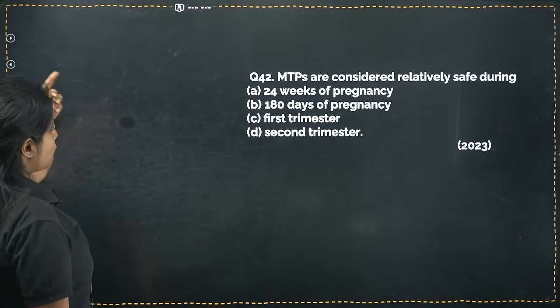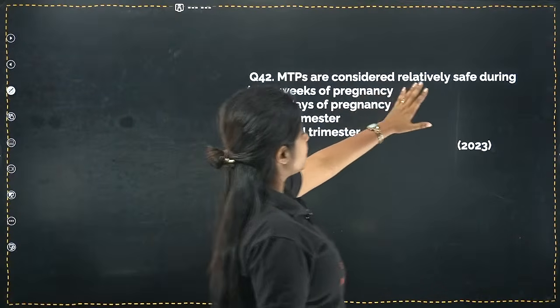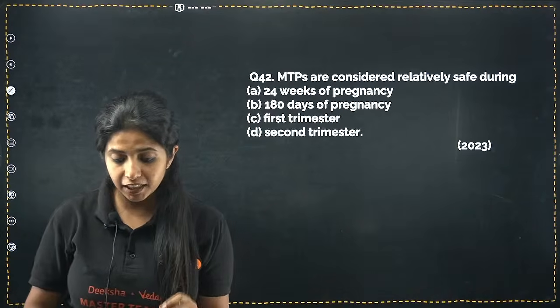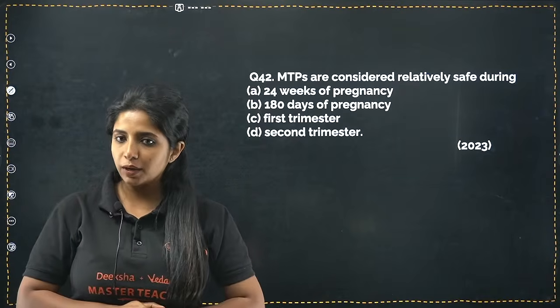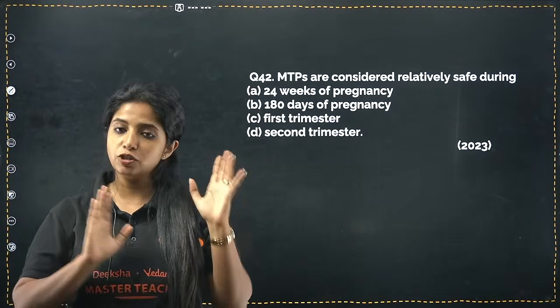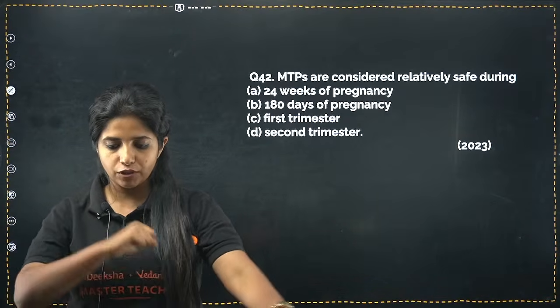Let's go. Question 42. MTPs are considered relatively safe during. Medical termination of pregnancy is considered to be relatively safe during 24 weeks of pregnancy, 180 days of pregnancy, first trimester, second trimester. What do you think is the answer for this question?